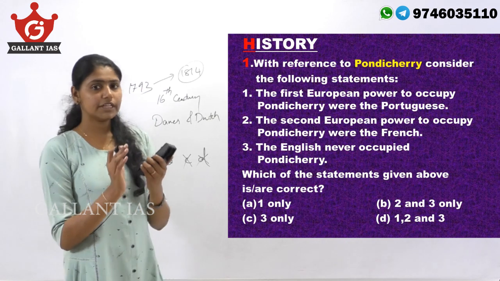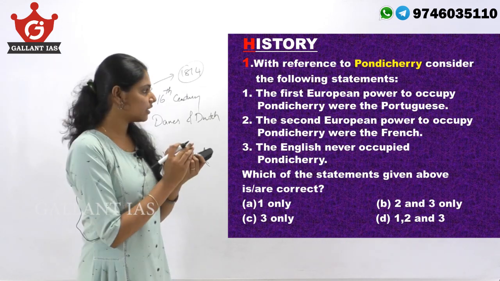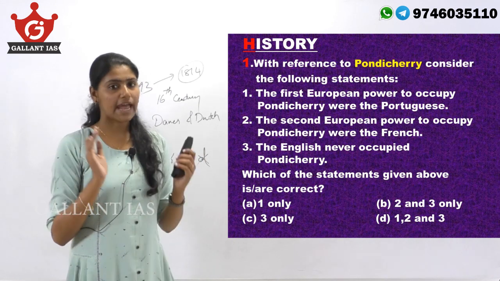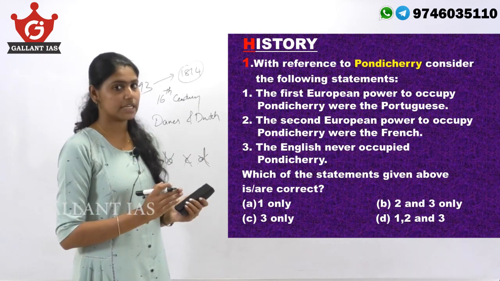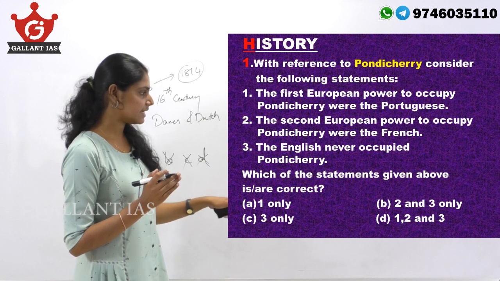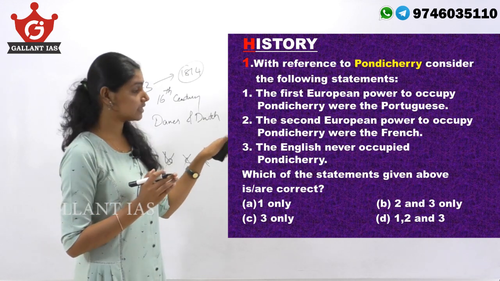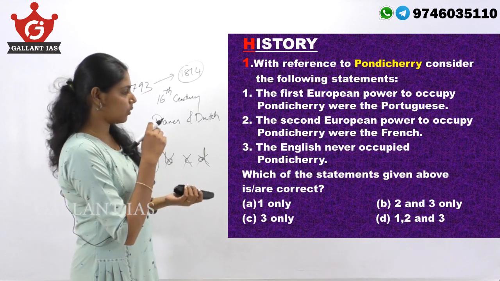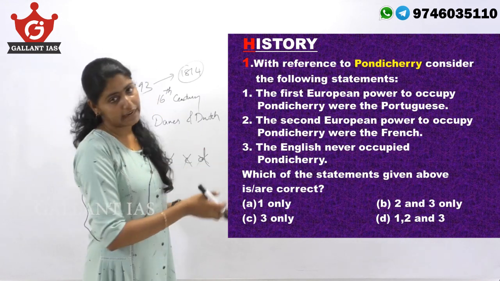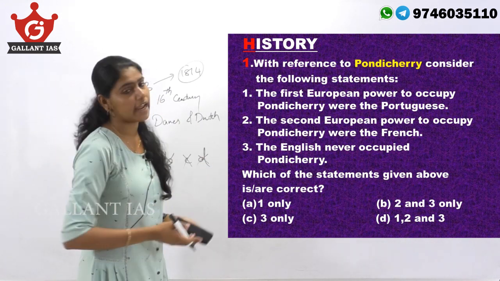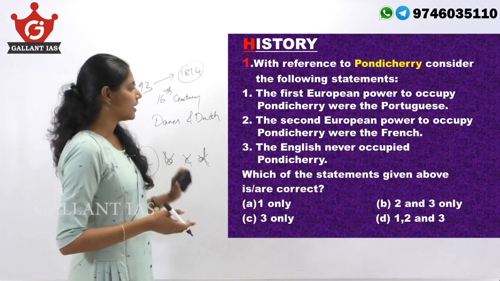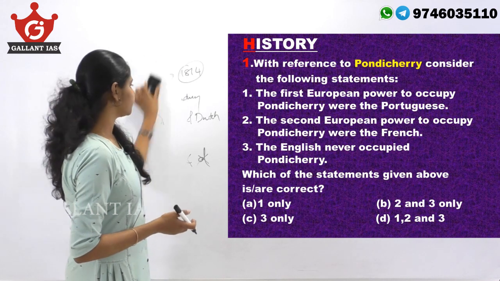If you just know that, you can leave the first two statements. If you know that the English had occupied Pondicherry once, then you can easily know that the third statement is wrong, and thereby you can easily eliminate options B, C and D, and get your answer as option A, one only, just by knowing the third statement. Such a very general statement.